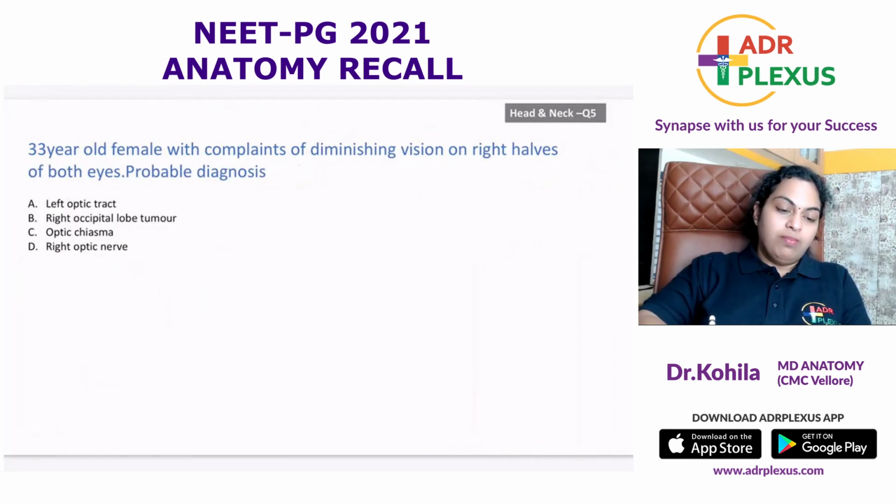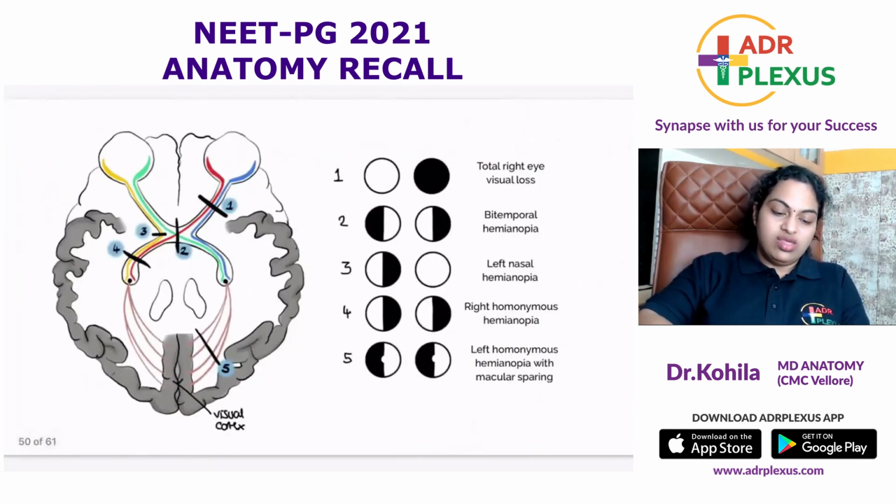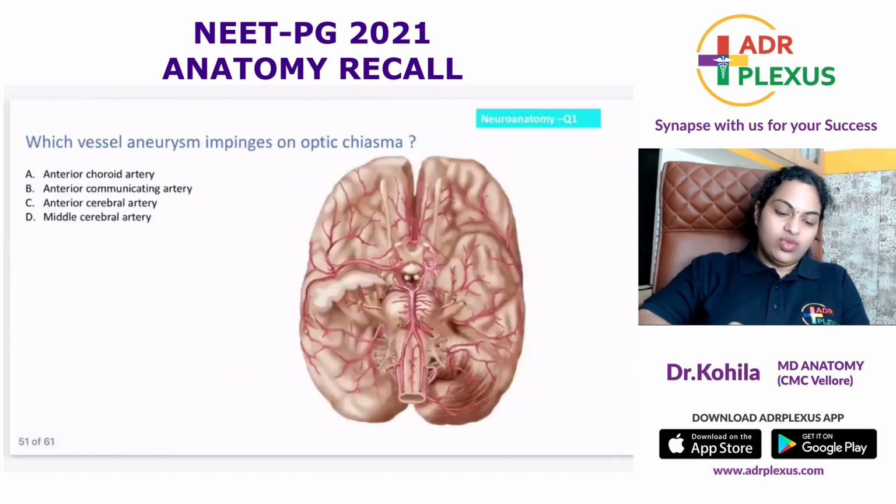33-year-old female with complaints of diminishing vision on the right half of both eyes. Probable diagnosis? Right half of both the eyes. Contralateral optic tract. Yes, the left optic tract. It's a very straightforward question. Should be thorough with the visual pathway.